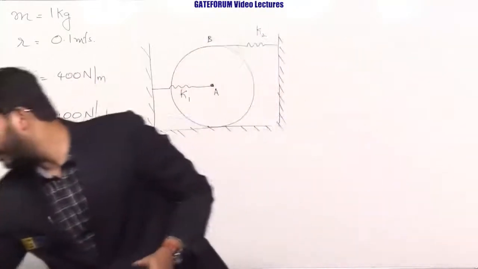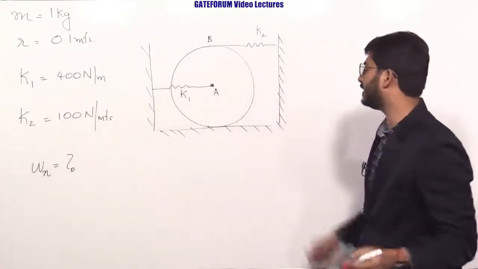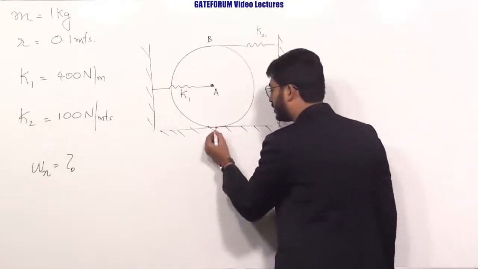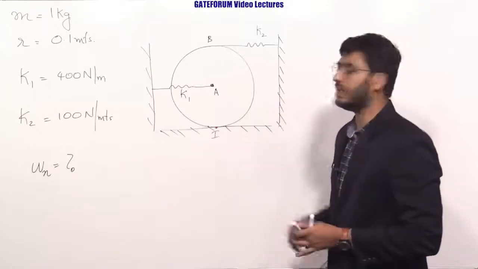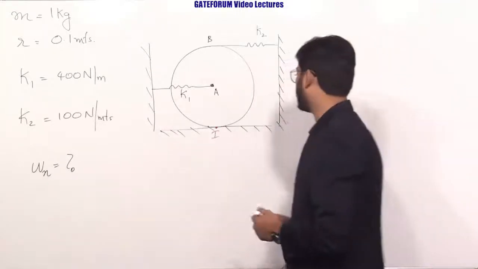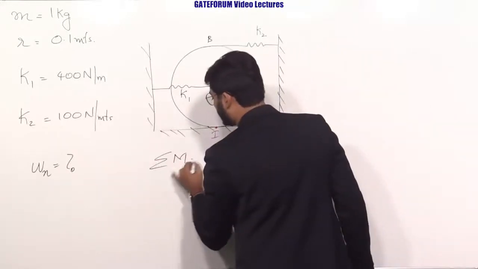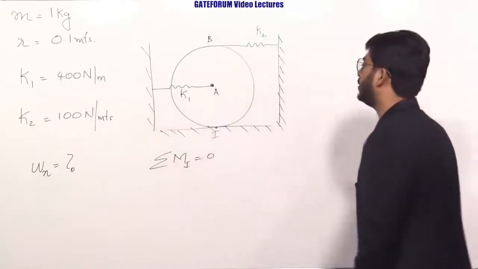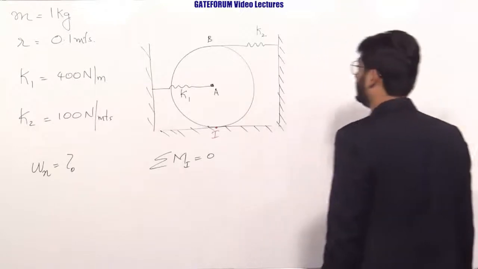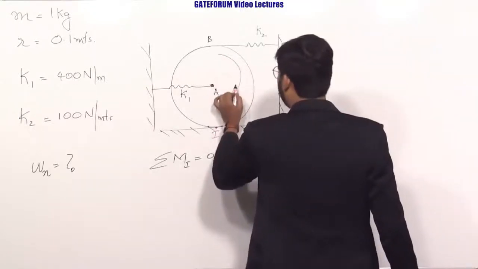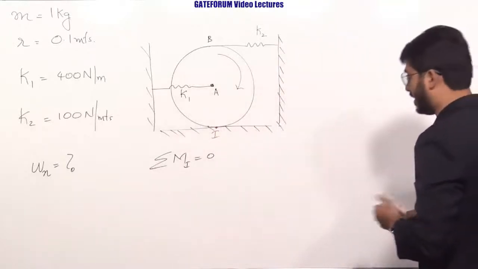The disk will be rotating about the instantaneous center. That instantaneous center will be lying at this point. So about this point you have to write the equation of motion for the given system. Now moments about the instantaneous center I, if I write, that is equal to 0. So now let us say this disk is tending to rotate in clockwise direction.